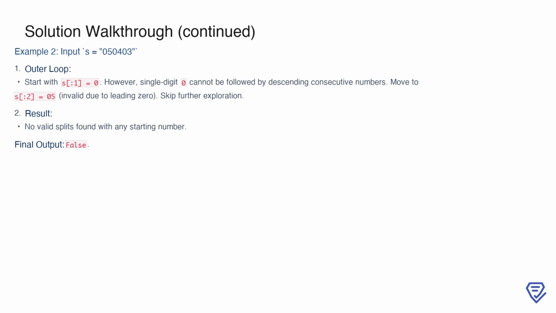For the input string 050403, we apply the same process to check for descending consecutive splits. Starting with the outer loop, we first consider the single-digit 0 as the initial number. However, a single-digit 0 cannot form a valid descending sequence with any subsequent numbers, so we skip this starting point. Next, we examine 05, but since it contains a leading 0, this is also invalid, and further exploration is unnecessary. As we iterate through potential starting numbers, we find that none of them can lead to a valid sequence of descending consecutive integers. Thus, the result for this input is false, as no valid splits exist.